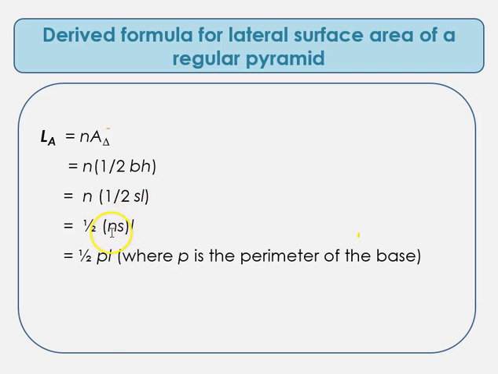And if we use our commutative property to move our pieces around, we can see that we have 1/2 NS, which is perimeter, and we have 1/2 NS times the slant height, or 1/2 PL. So any one of these pieces could be used, but our new derived formula for the lateral surface area of a pyramid is 1/2 PL.